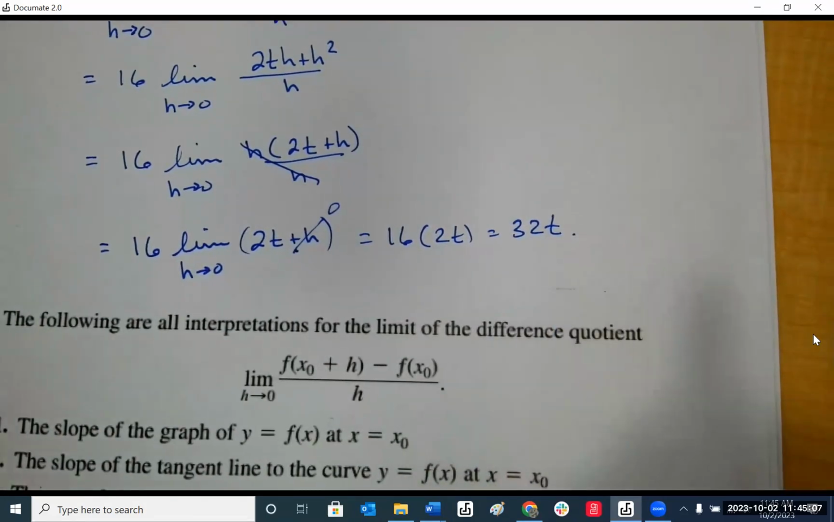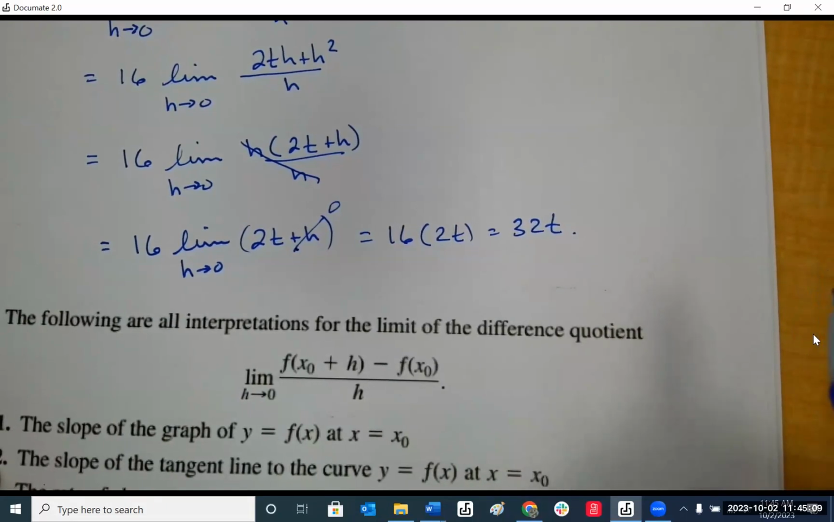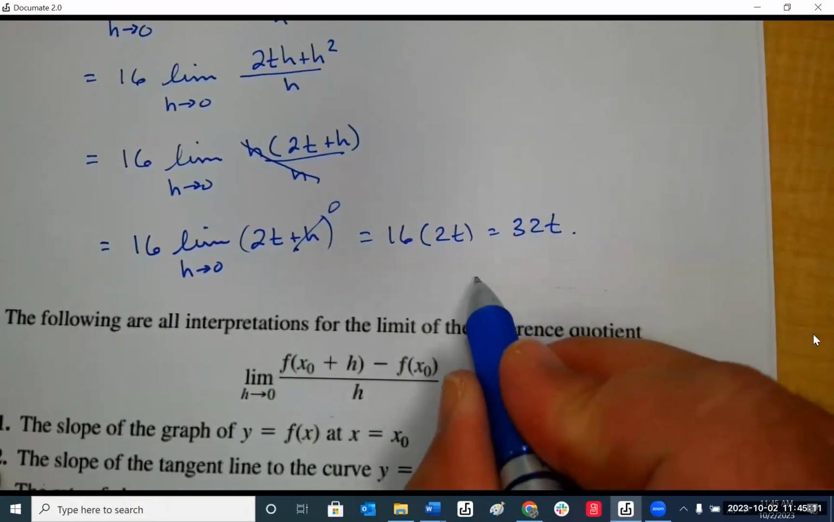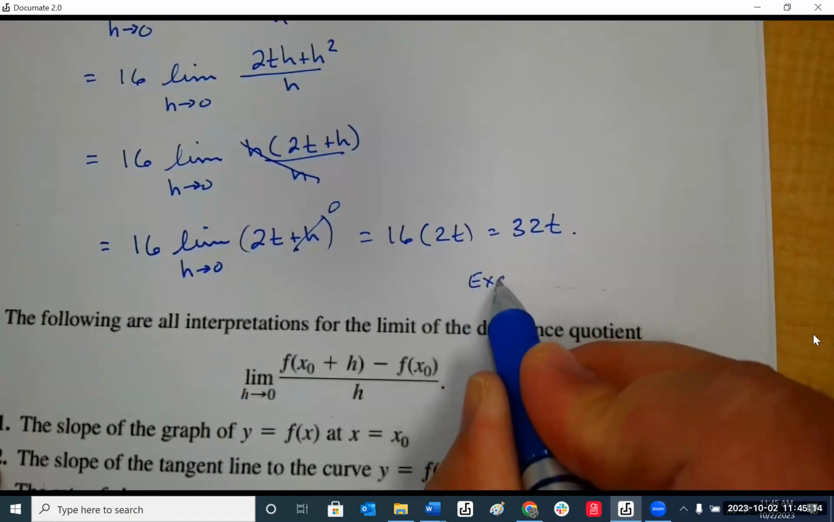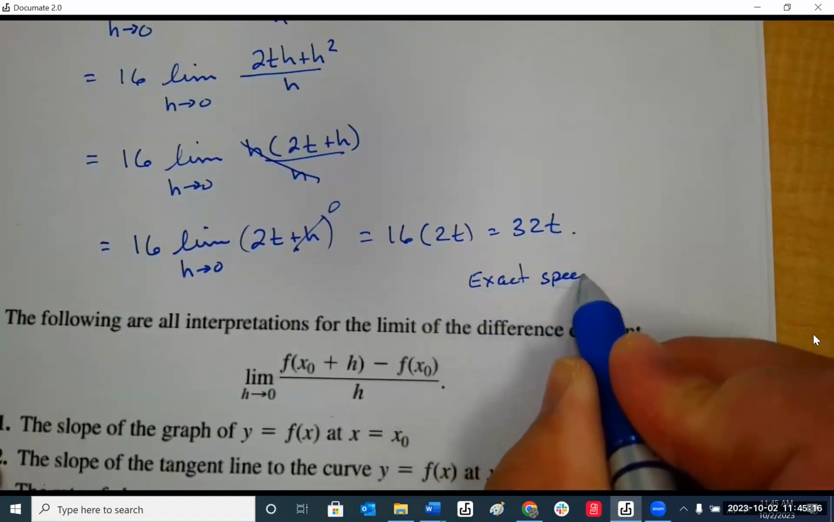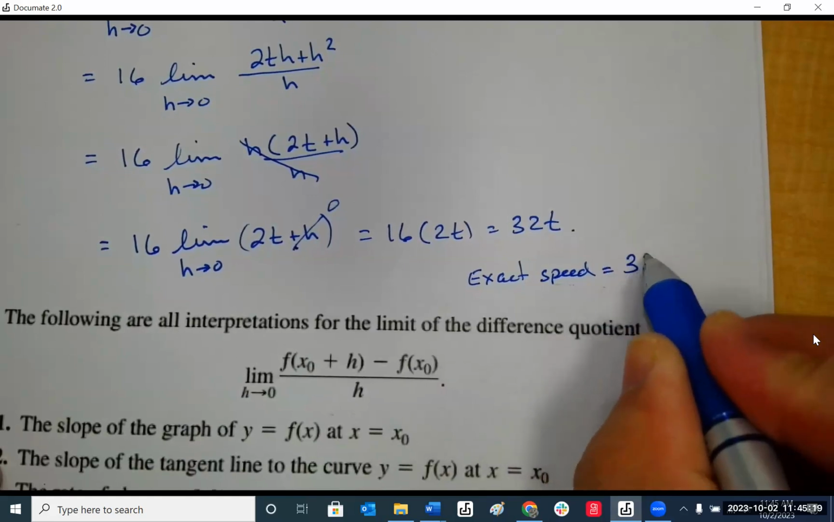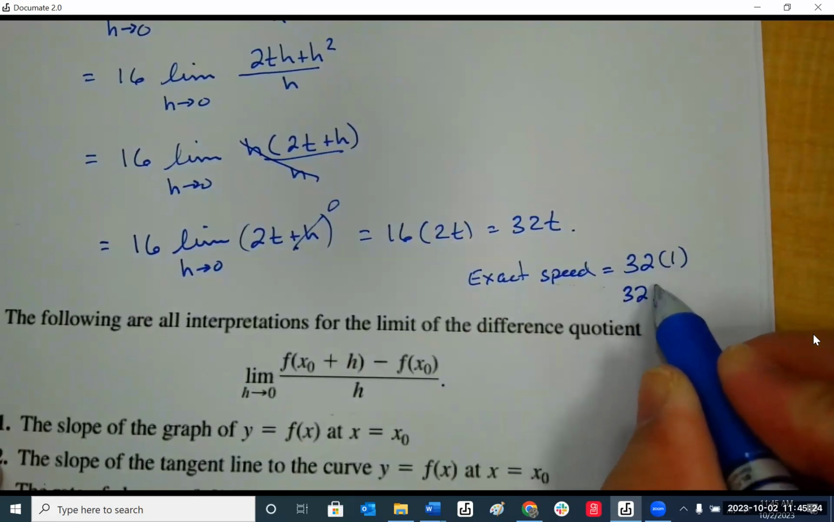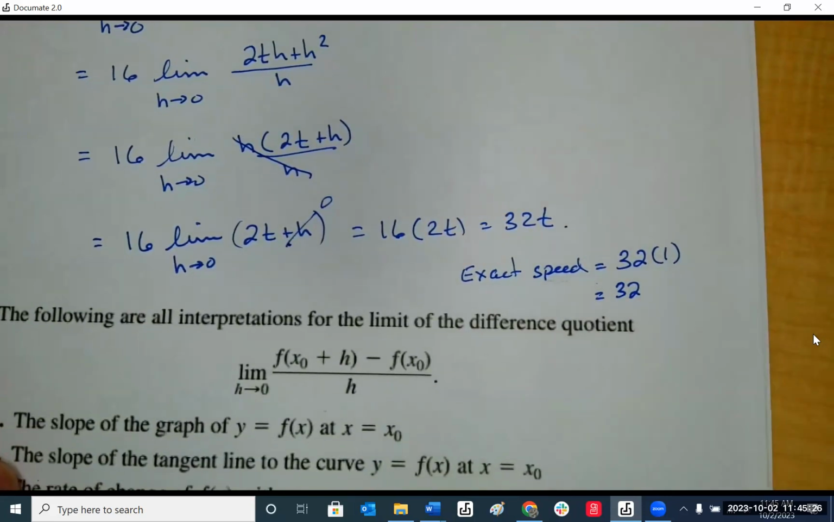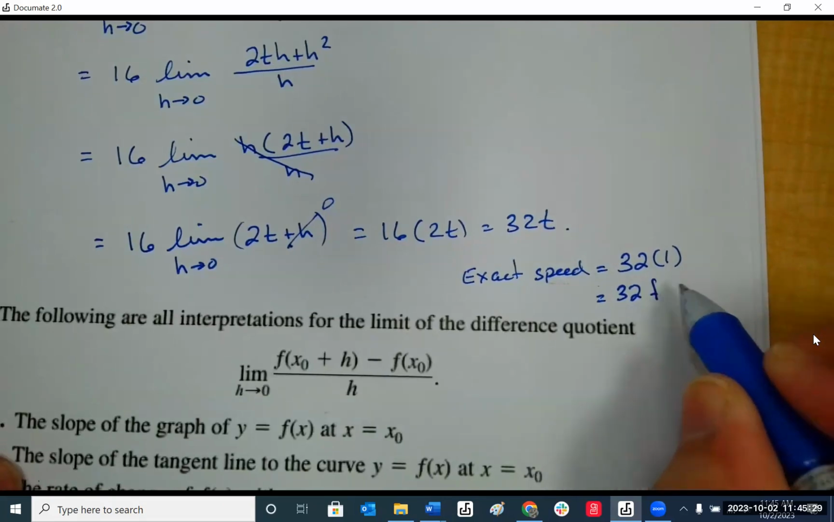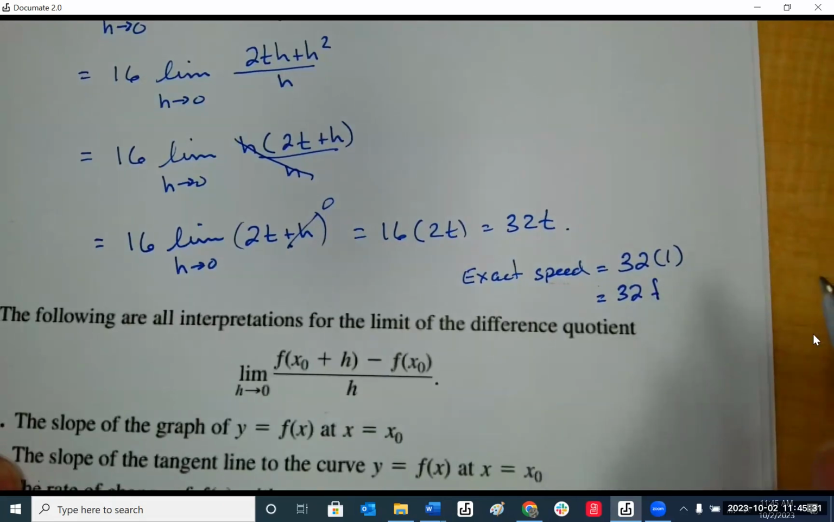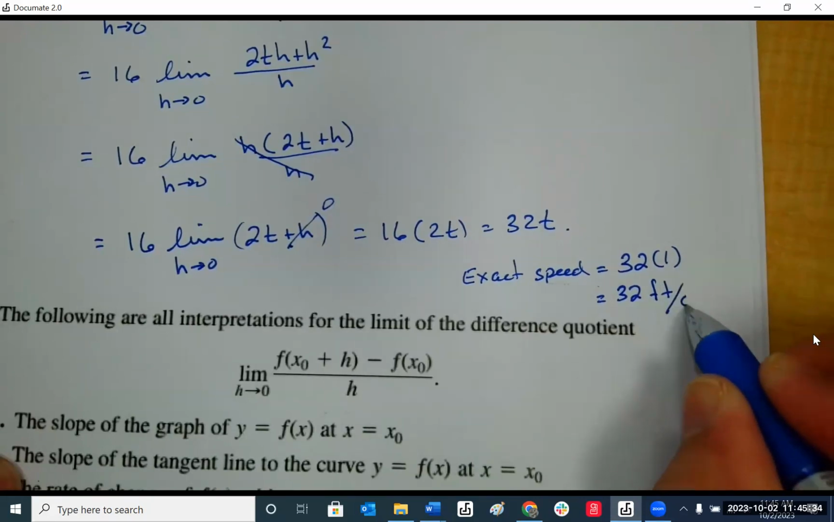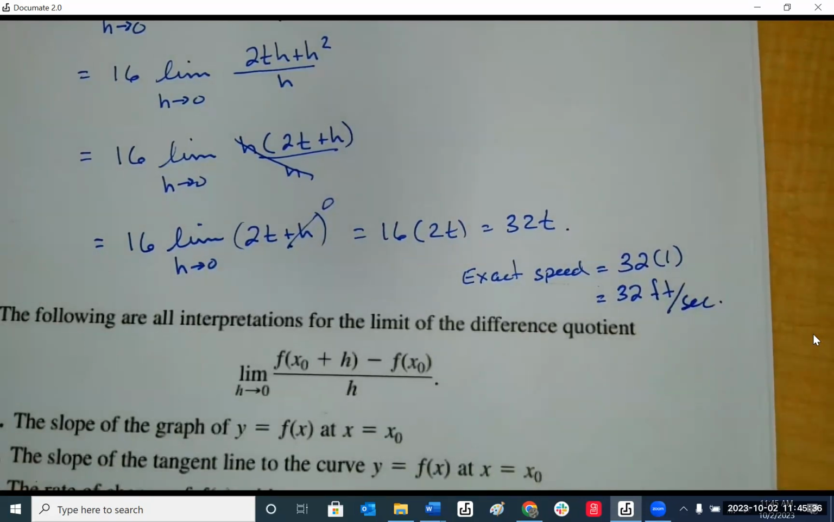So what is the exact speed? 32 what? We're dealing with feet here, aren't we? Yeah, feet per second. If it was meters, it'd be 9 point something, 9.8.